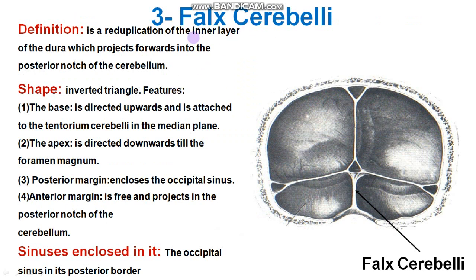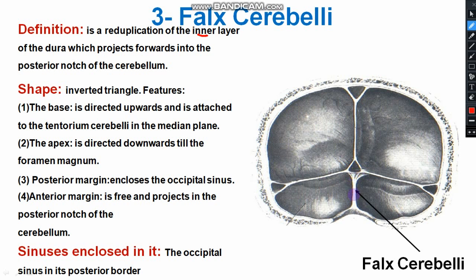Falx cerebelli, we have seen the falx cerebelli. This is the reduplication of the inner layer of dura which projects forward into the posterior notch of the cerebellum. Here on the posterior notch of the cerebellum, the shape is an inverted triangle. This inverted triangle has a base and an apex.